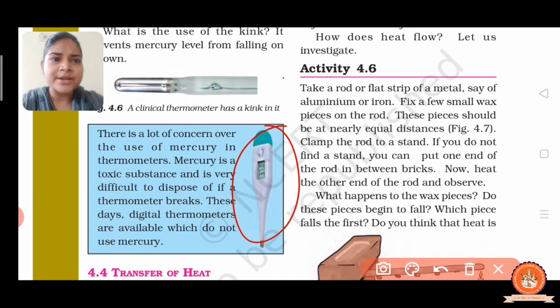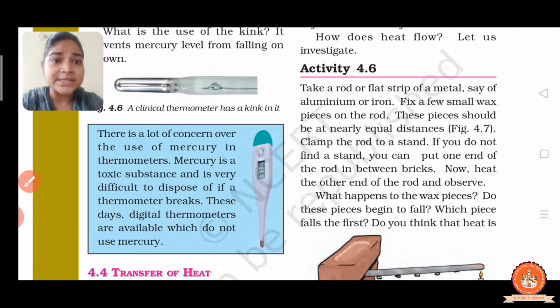In the thermometer, the substance mercury is used. Mercury is a toxic substance. If it breaks, it is very difficult to dispose of.